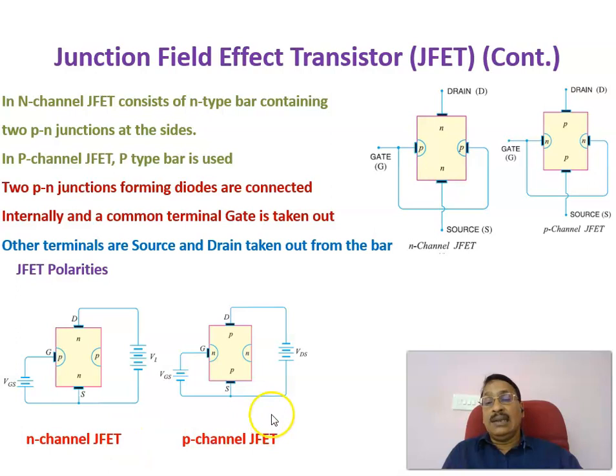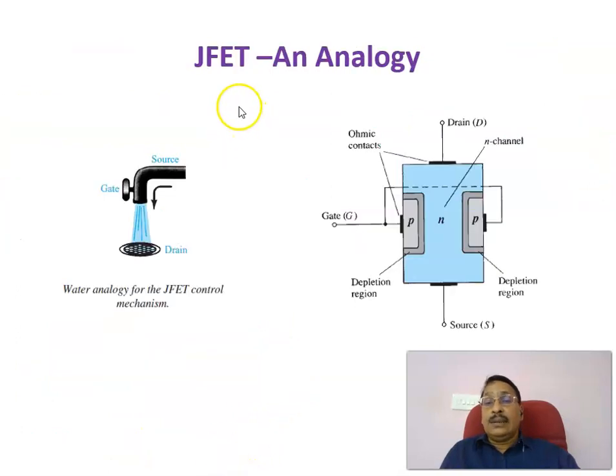Therefore, this is an n-channel JFET and this is a p-channel JFET. If you consider the JFET as an analogy, you can consider it as a water pipe in which water is flowing. This flow of water can be considered the charge flow, from the source to the drain. The flow of water through this pipe can be controlled by a valve, which is the gate. By controlling the gate voltage with respect to the source, you can control the flow from the source to the drain. So this is just an analogy of a JFET.